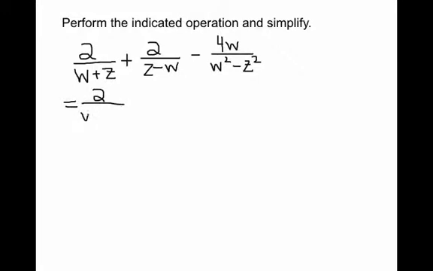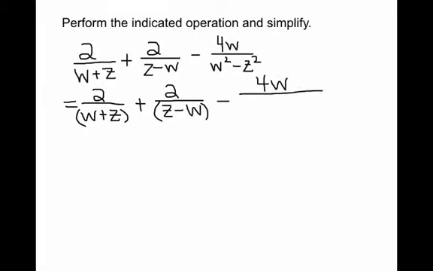The first two fractions only have two terms and they don't have any common factors, so those denominators are already in factored form. So we'll just rewrite those. But the third fraction we can see has a difference of squares in the denominator. So we can rewrite that one as w minus z times w plus z.